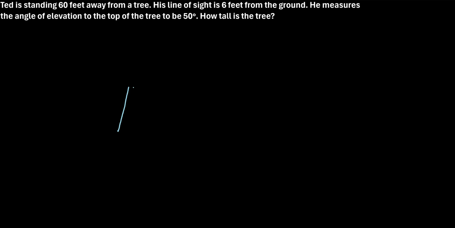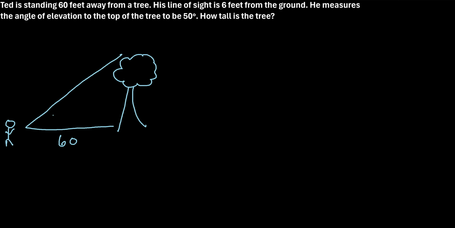So let's draw this situation. We've got some tree, and we know Ted is standing 60 feet away from the tree. So here's 60 feet away. Here's Ted. And it says his angle of elevation to the top of the tree is 50 degrees, so this angle is 50 degrees. It also says his line of sight is 6 feet from the ground, so this distance is 6. And we want to know how tall the tree is.